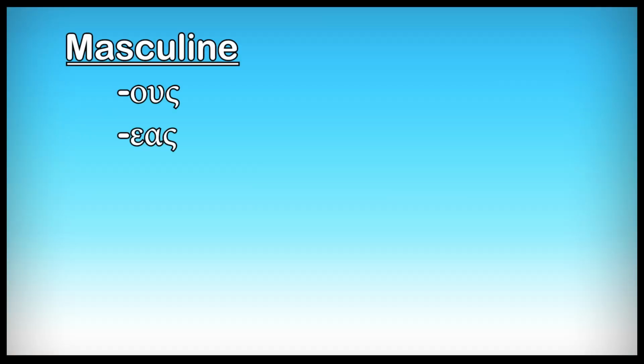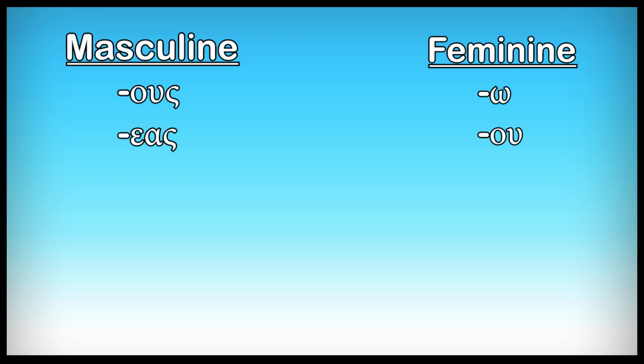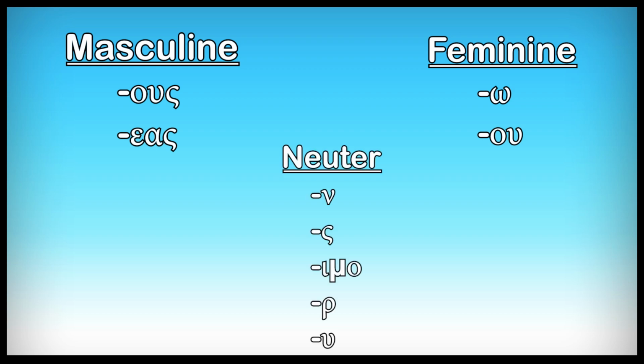To wrap things up slowly, I also want to mention the less common endings to identify the genders here. However, I do need to note that these are only specifically for nouns. There is another set for adjectives, but those deserve their own video as there's much more to unpack there. Alright, let's see them. For masculine nouns, we have ous and eas, omega and ou for feminine, ni, sigma, imo, ro, and as well as i for neuter, with actually very few words ending in these ones.